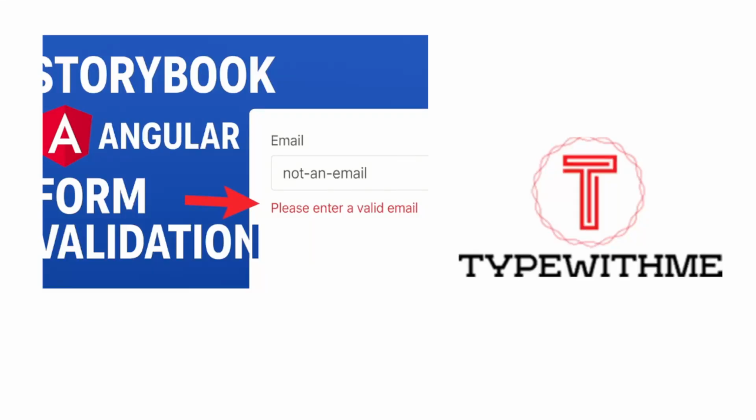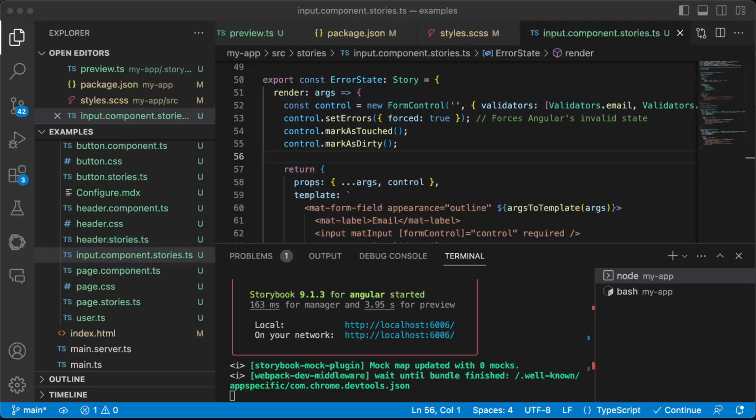In today's video I want to talk about how to create a storybook for Angular to do form validation. So bear with me, I will show you how to do this. So if you want to do form validation, you can do it like this.